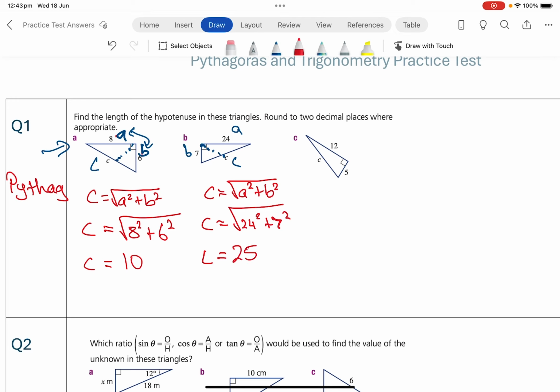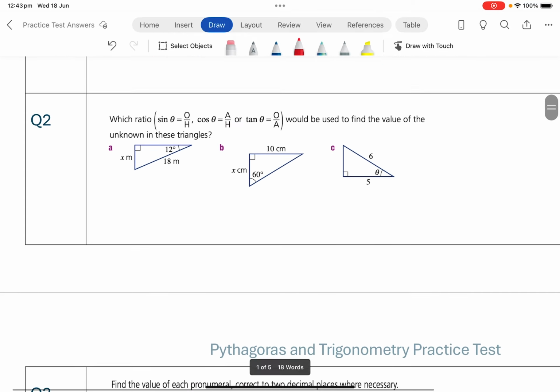Awesome. All right, last one over here. Labeling this one C, A, B. Once again, A and B could be swapped. C is going to be the square root of A squared plus B squared. And in this case, A is going to be 12 and B is going to be 5. So we get 13.